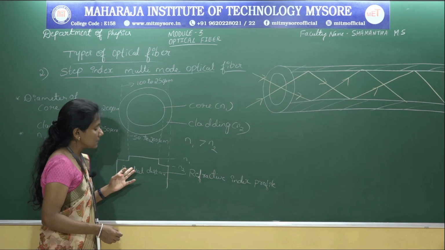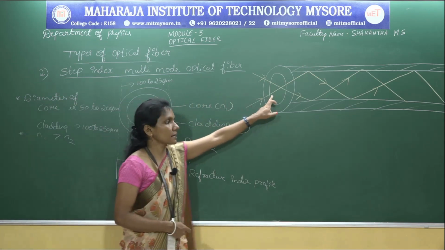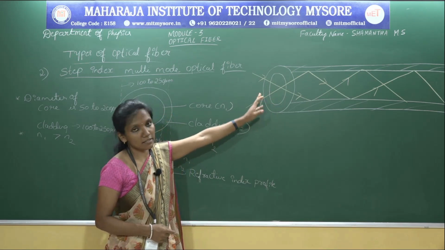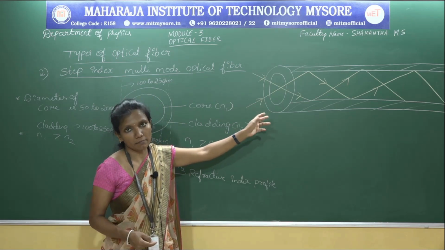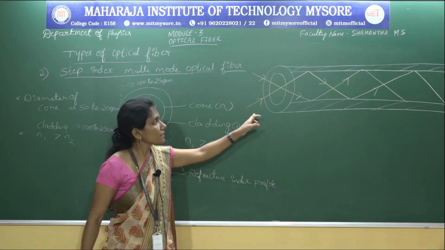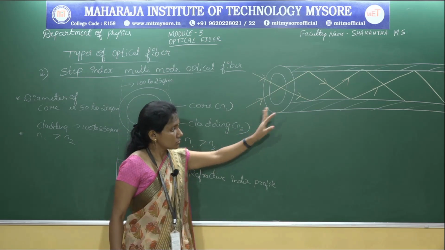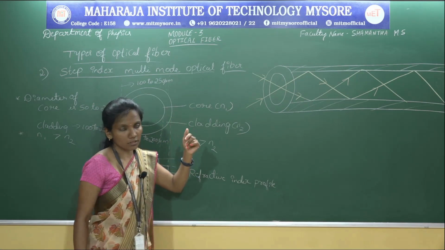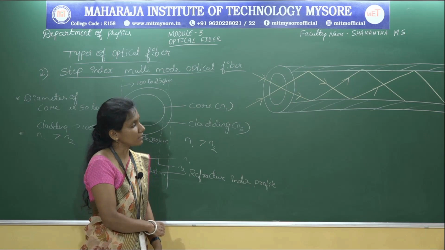Here the core diameter is bigger compared to the single mode optical fiber. So that's why multiple rays travel inside the optical fiber, that is, more than one ray can travel inside the optical fiber, because the diameter of the core is larger compared to the first type of optical fiber.